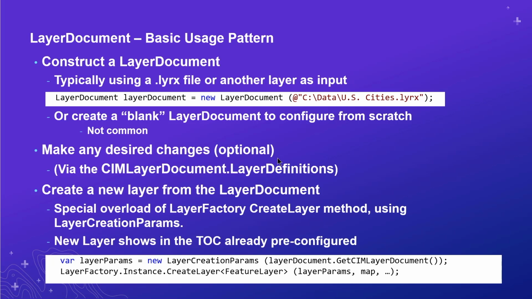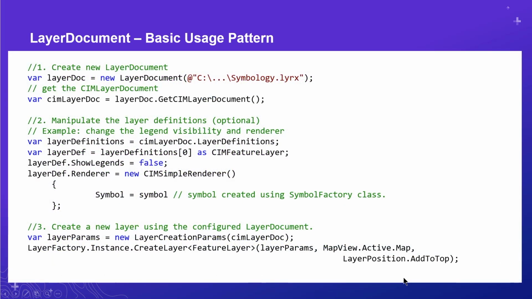This is optional. In many cases, you might just use the layer document without any changes. Finally, you create a new layer using the SIM layer document. There is a special overload of the layer factory create layer method available for this. It uses a parameter object called the layer creation params. This consumes the SIM layer document. Then you use the layer creation params in the create layer method as seen in the code snippet at the bottom. So now the newly configured layer will get added to the map.